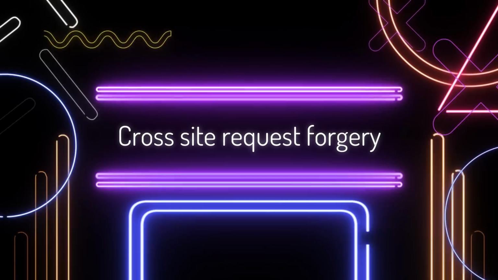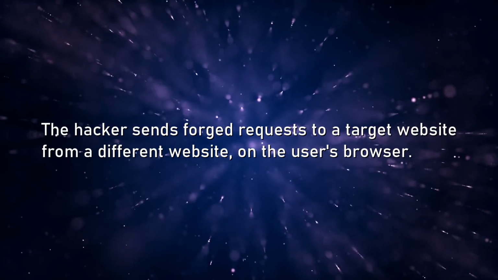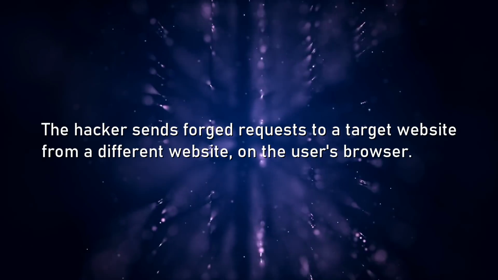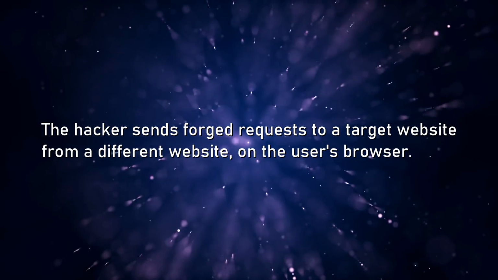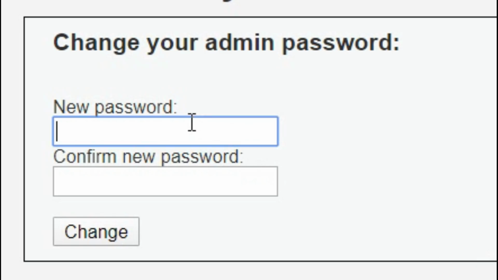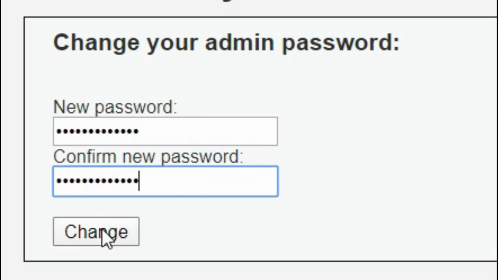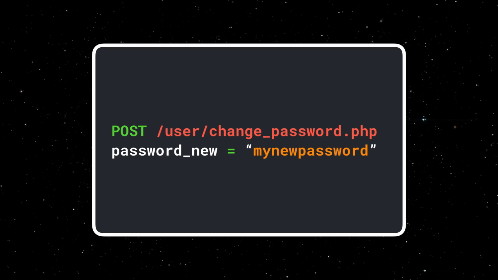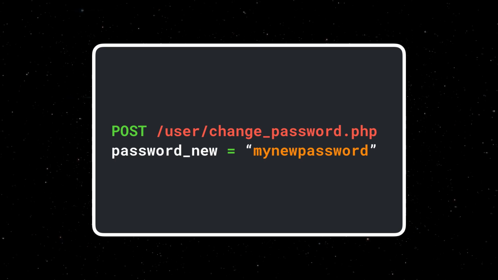Cross-site request forgery. In this loophole, the hacker sends forged requests to a website from a different website. This different website is often the website hosted by the hacker himself. For example, let's consider a web page like this that gives the user an option to change his or her password. When the user types in the new password and clicks change, a post request is sent to this URL with the new password as a parameter. The web server then changes the password of that particular user.